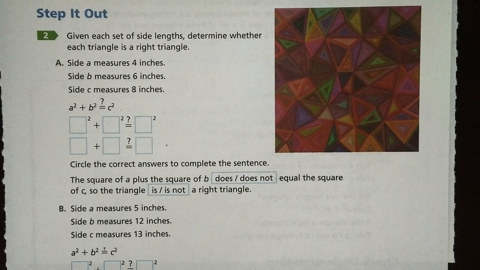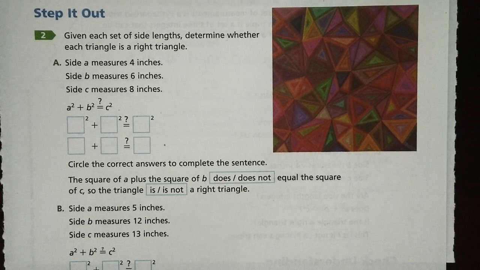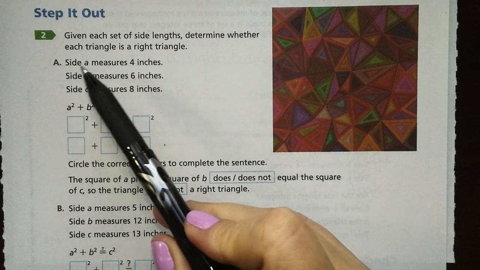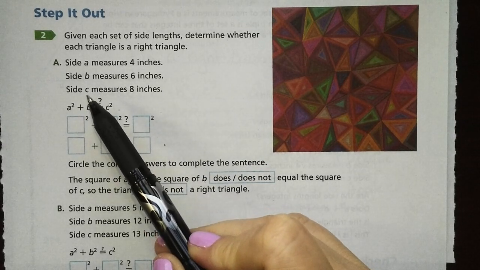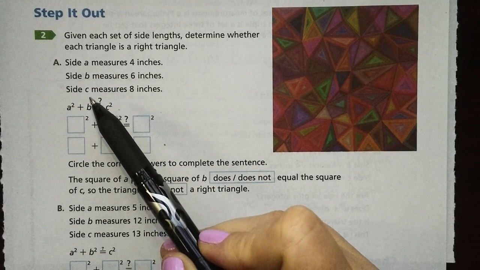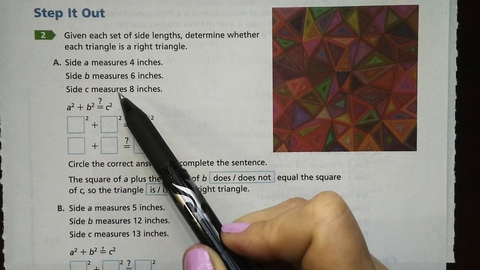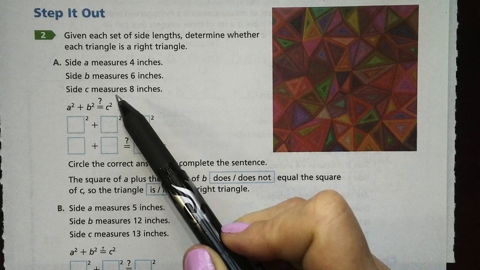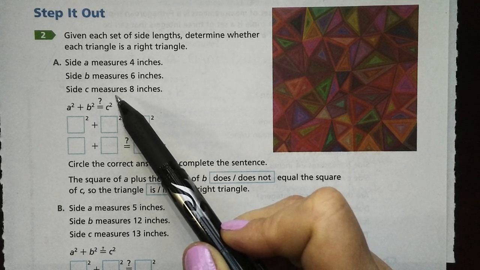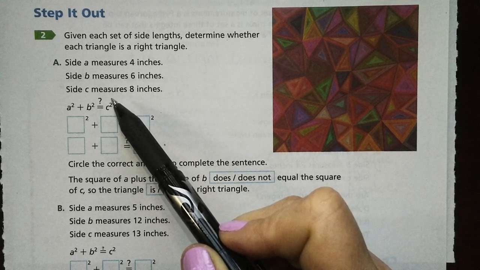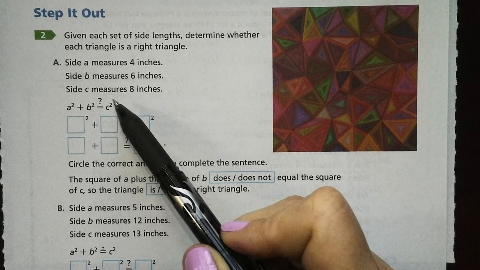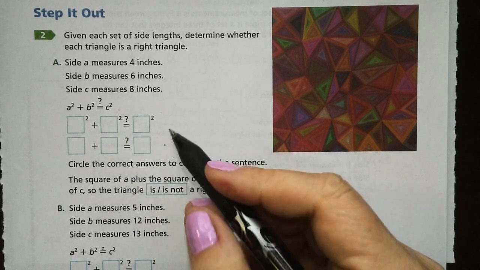All right, so it says, given each set of side lengths, determine whether each triangle is a right triangle. So in here they tell us side A, side B, side C. If they just give you three measurements and they don't tell you which one is A, which one is B, which one is C, the hypotenuse is always your longer side. So the bigger number is always your hypotenuse.